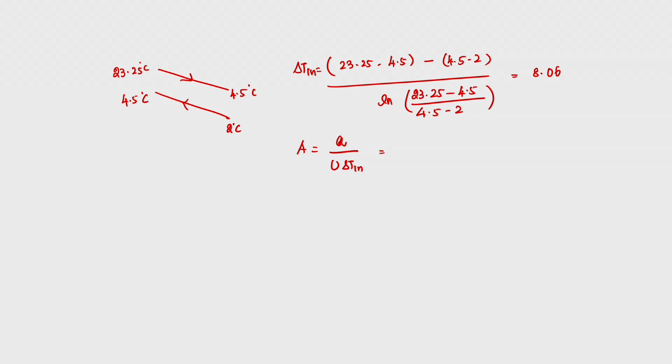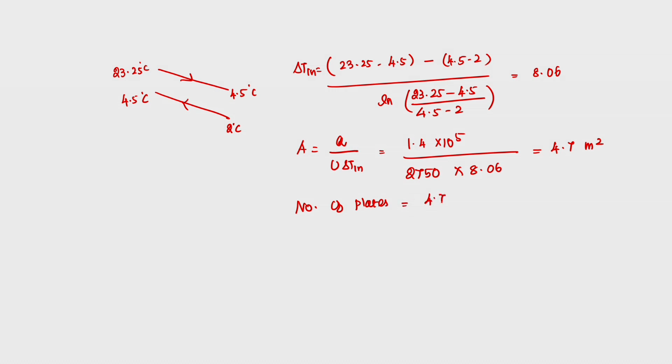So, area is nothing but Q upon U del T ln. We calculated Q as 1.4 into 10 to the power of 5, divided by U, which is given as 2750, and the logarithmic mean temperature difference is 8.06. If you substitute, you will get around 4.7 meters squared. So, the number of plates required is 4.7 upon 0.79, which is around 6 plates.